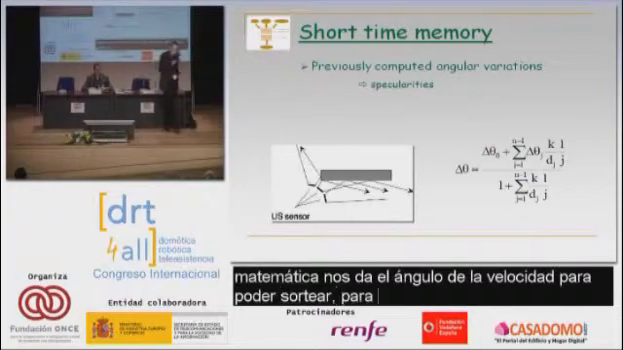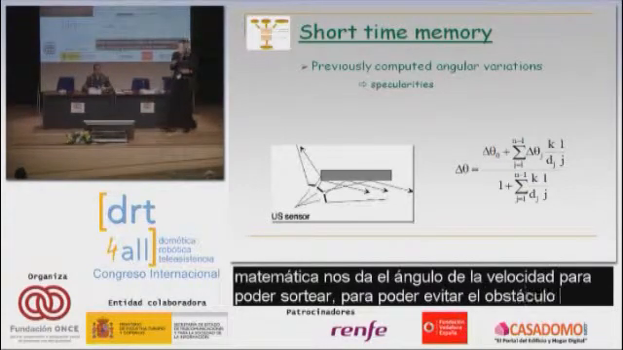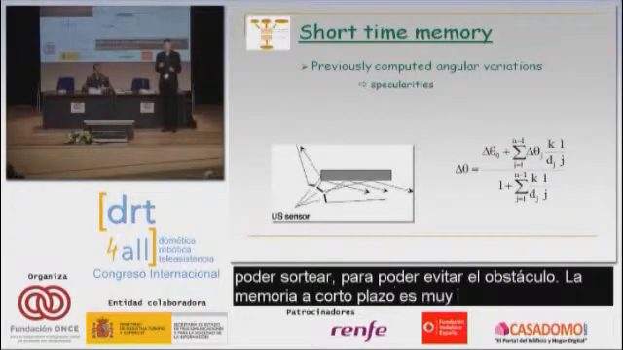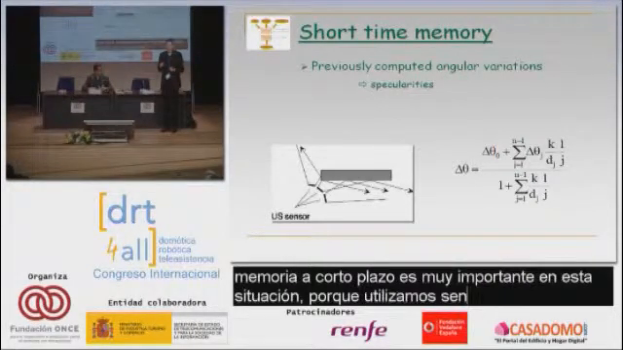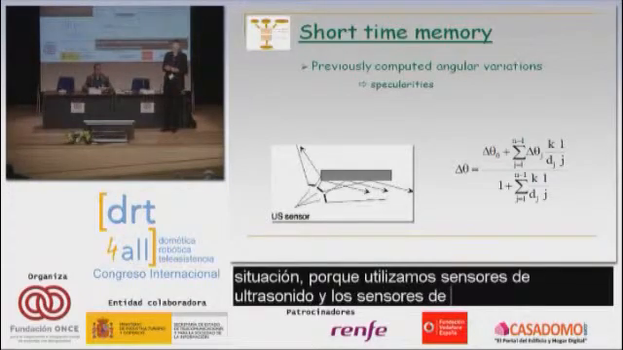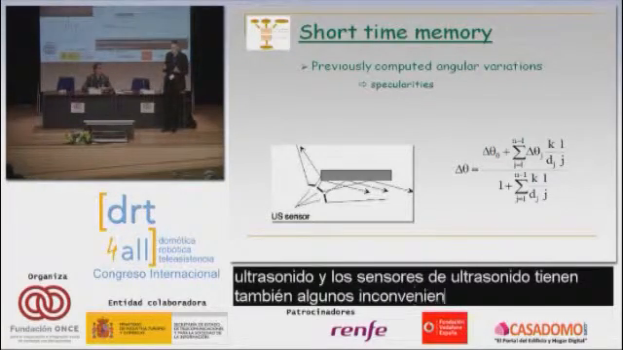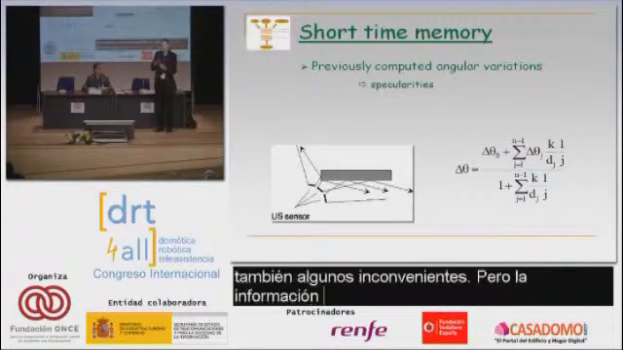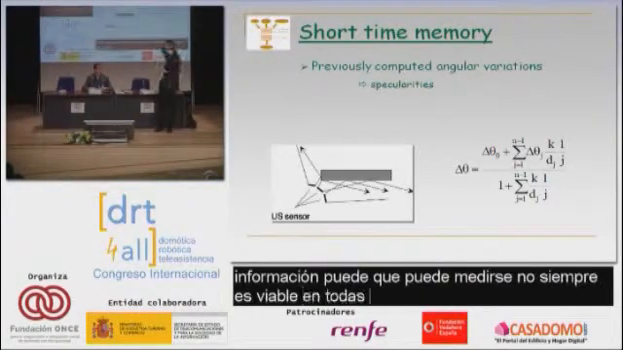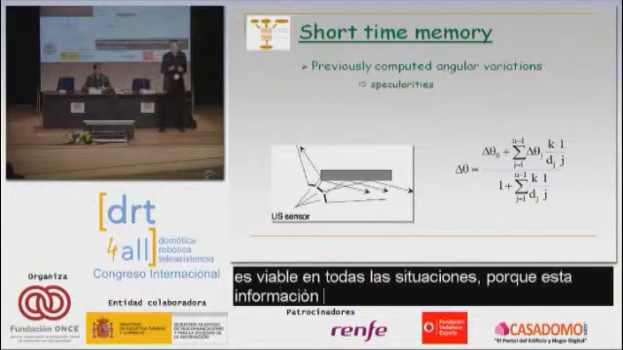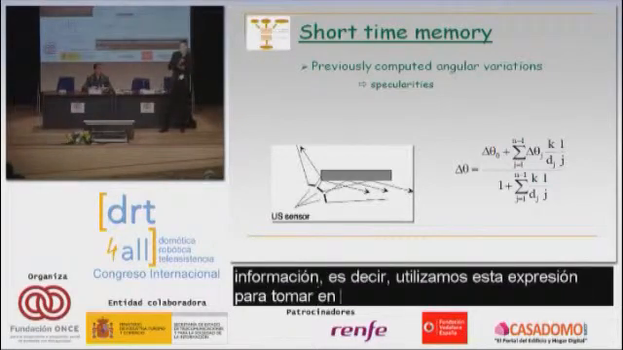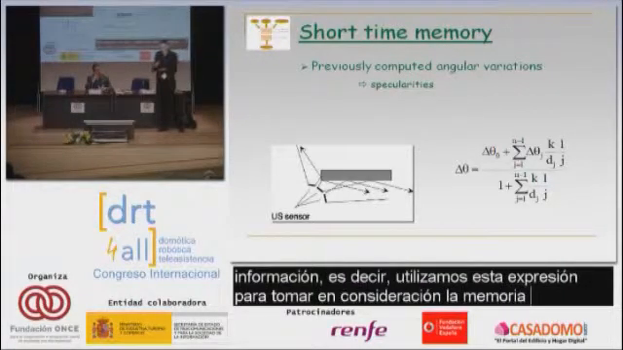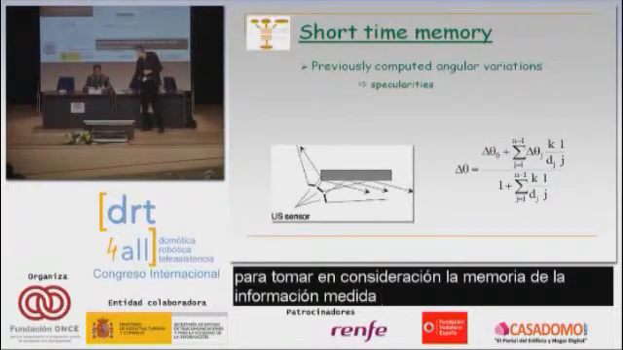And the short time memory is very important in this situation because we use ultrasonic sensors, and ultrasonic sensors have some drawbacks. The specularities are some drawbacks. The information we can measure is not available at each time. And because of this, we use this expression in order to take into account the memory of the measured information, and in order to cope with the problem with specularities.